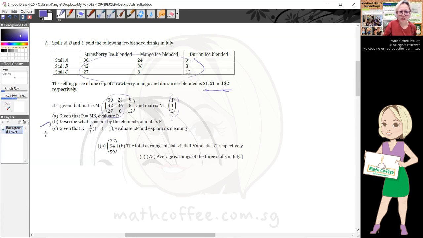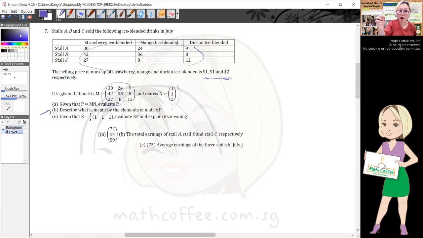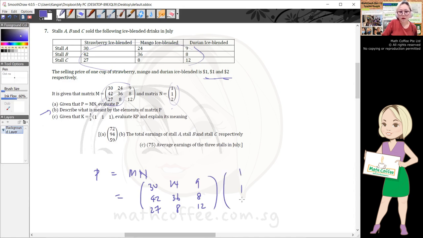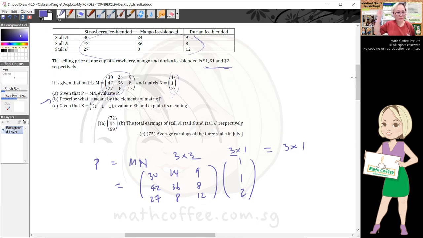But the tough part is describe what is the meaning of the elements of matrix P. So like I mentioned, we have to analyze the multiplication of the individual numbers, then we know what the story is like. So let's do it. P equals MN. I'm going to take 30, 42, 27, 24, 36, 8, 9, 8, and 12. N will be 1, 1, 2. So this is a 3 by 3, this side will be 3 by 1, so I know my ending will be a 3 by 1 matrix.